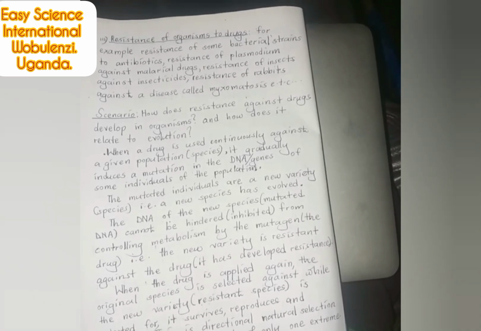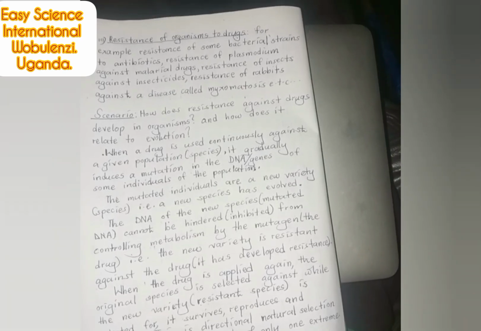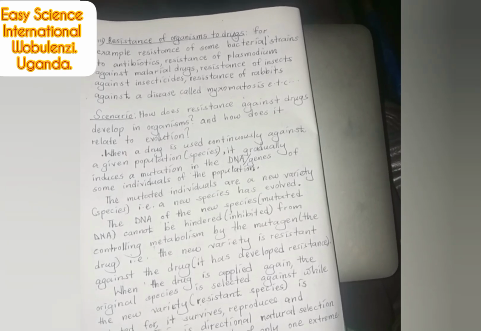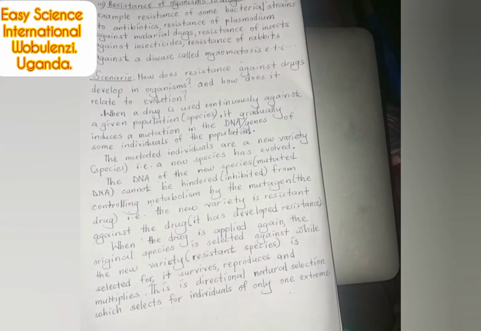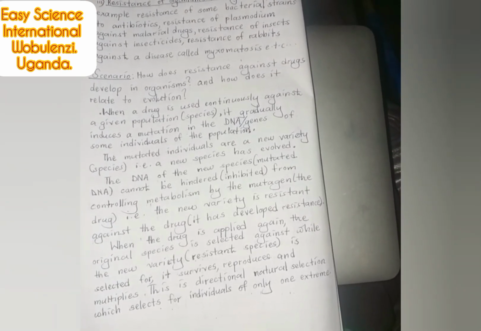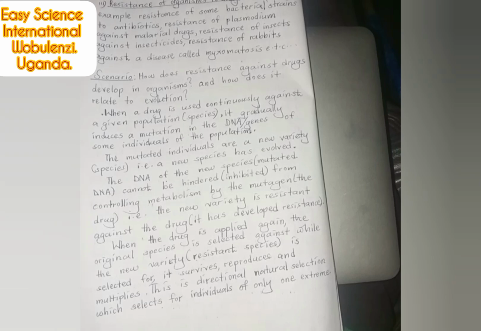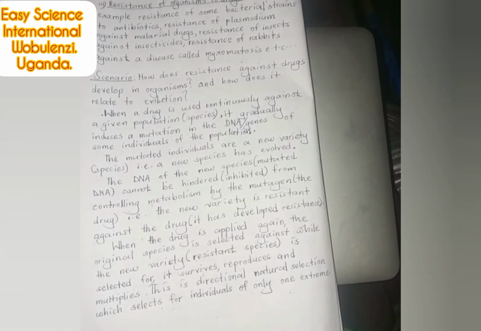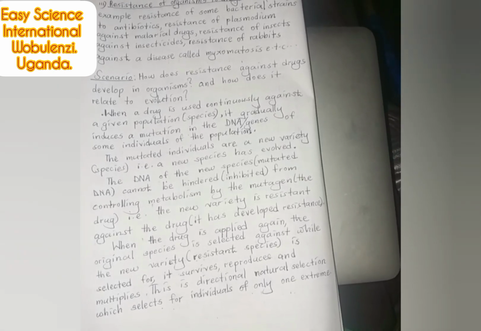Now, when a drug is used continuously against a given population or a species, it gradually induces a mutation in the DNA or genes of some individuals of the population. The mutated individuals are a new variant or variety. That's to say, a new species has evolved. The mutated DNA cannot be hindered or inhibited from controlling metabolism by the mutagen or the drug. That's to say, the new variety is resistant against the drug.